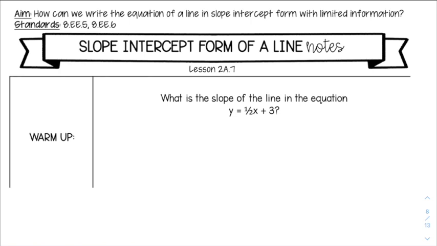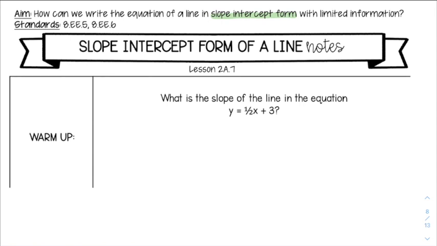This video is going to be covering lesson 7 of unit 2. Our aim for today is going to be how can we write the equation of a line in slope-intercept form with limited information. So this is new, your slope-intercept form. We are going to be completing our warm-up.